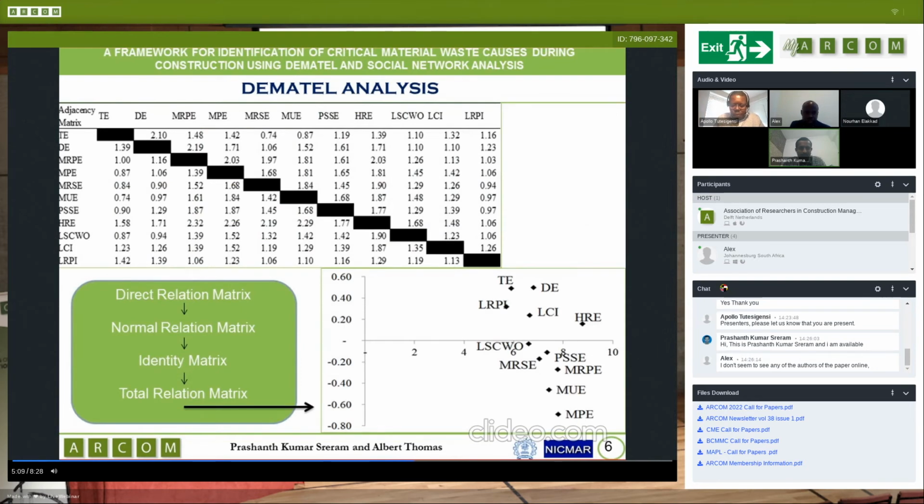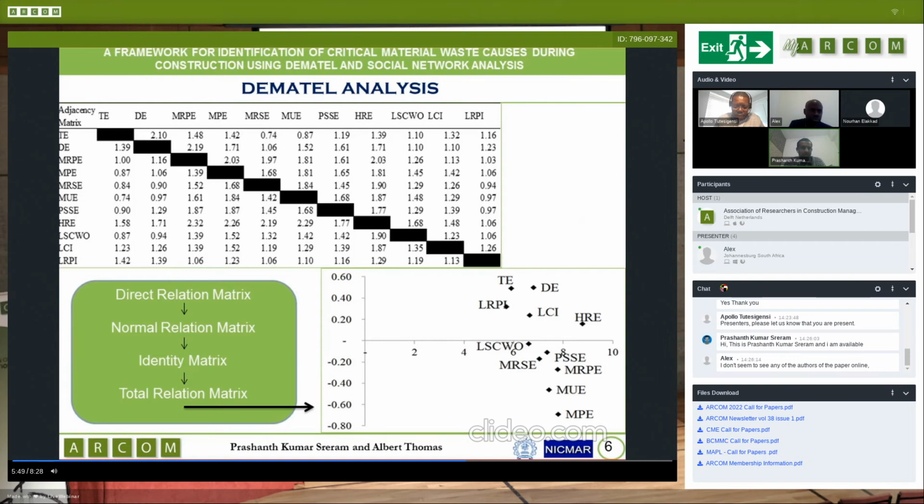From the data collection, the 110 interrelations are taken, and a direct relation matrix, which is presented here, is derived. By performing DEMATEL analysis, which means converting the direct relation matrix to the normal relation matrix, and with the help of identity matrix, a total relation matrix is derived, which has helped in producing the cause and effect network, which is shown here.